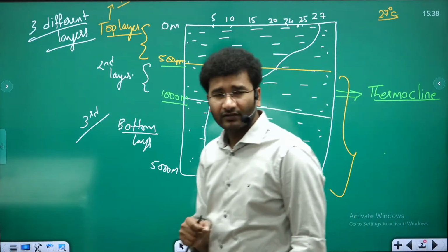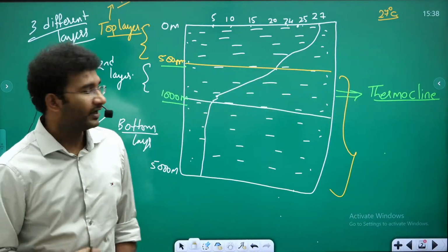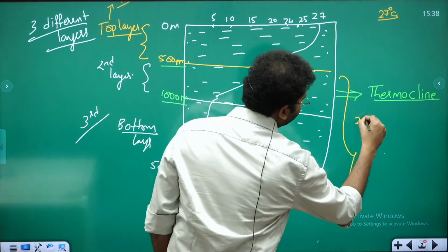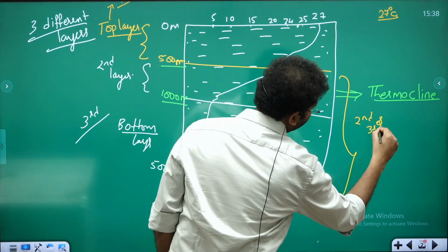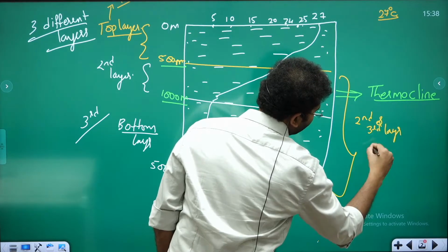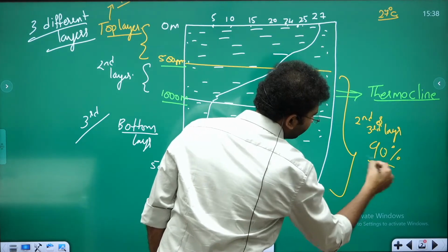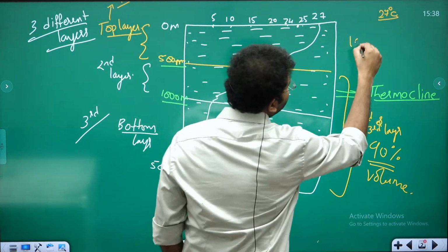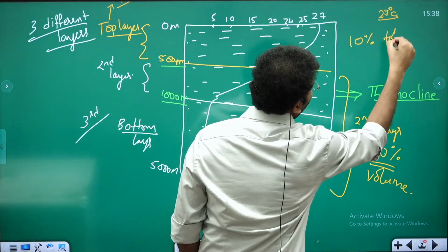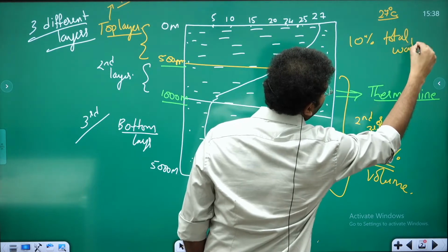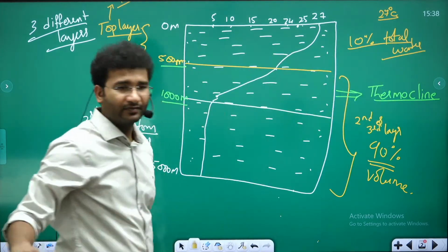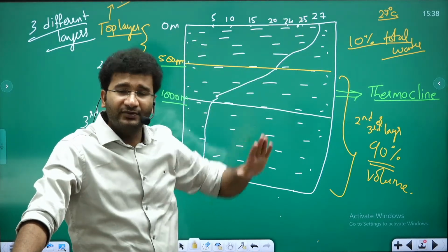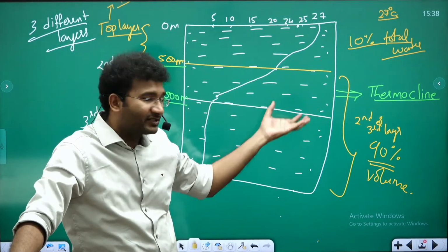90% of the water, where exactly is it present? It is present in the second and third layers. 90% of the water is present here by volume, and only 10% of the total water is present here. Only 10% is present in the top layer. The rest, 90% of the total volume of the water, is present here.